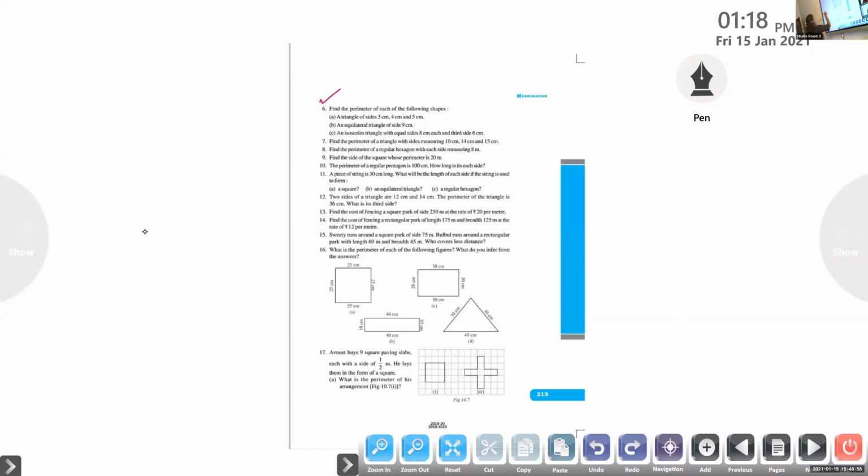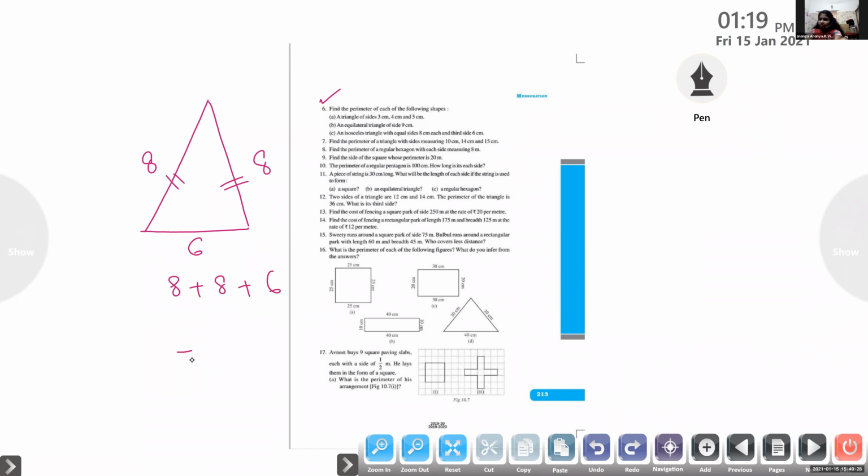What is an isosceles triangle? Two sides are equal and one is different. And the measurement of the equal sides is given, 8 centimeters. So the other one will also be 8. Equal sides of 8 means two sides will be 8, and the third side is 6. So 8 plus 8 plus 6. Clear, ma'am? Yes, ma'am.